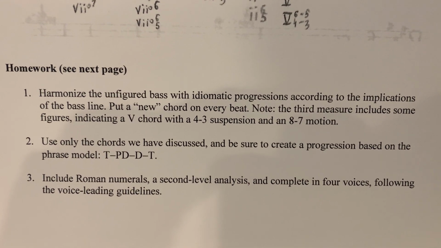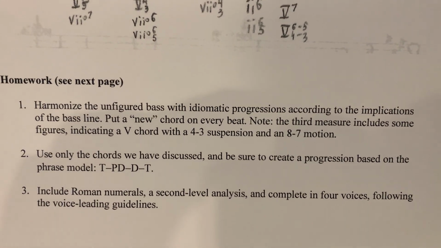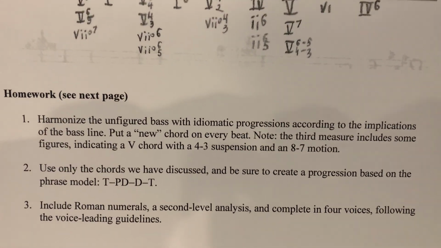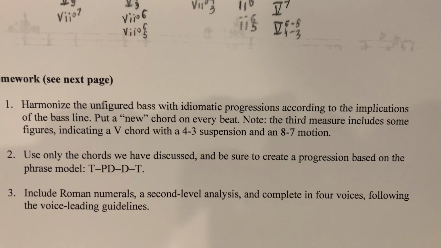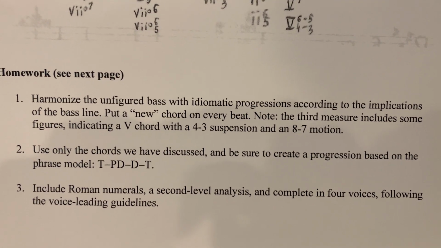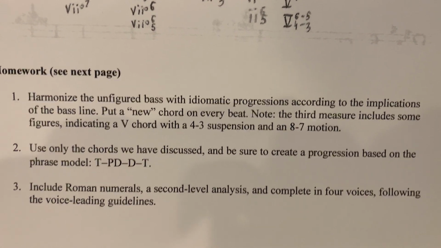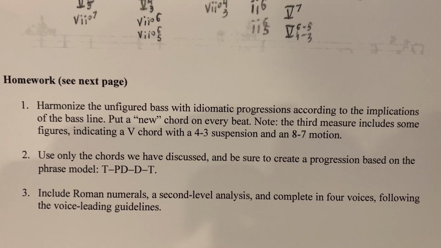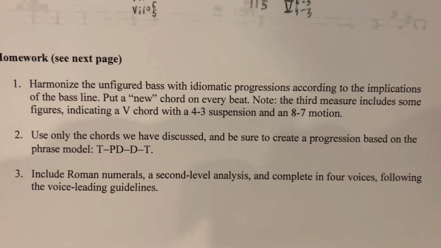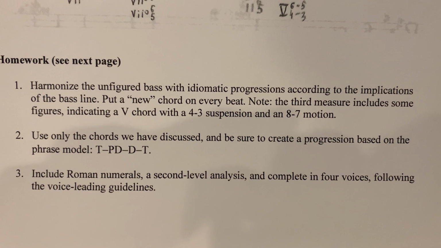And number 3, you're going to include Roman numerals. You'll include a second level analysis. So the second level analysis will help you check that you've created a correct progression. So for example, you don't want to go to a predominant chord like 2 and go back to 1. It has to follow this sort of idea. And then complete in 4 voices, following the various guidelines we've talked about.